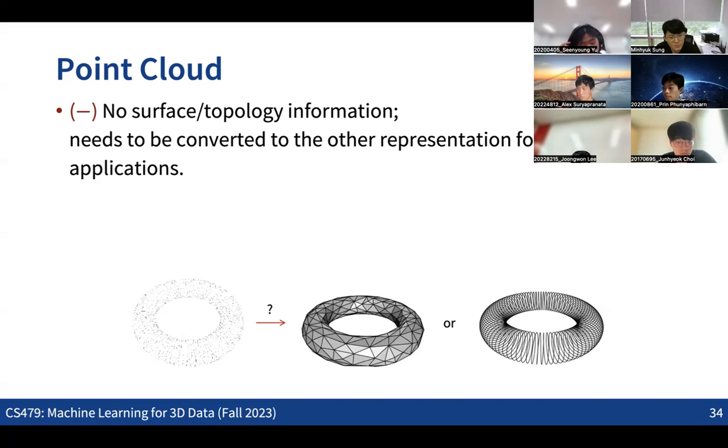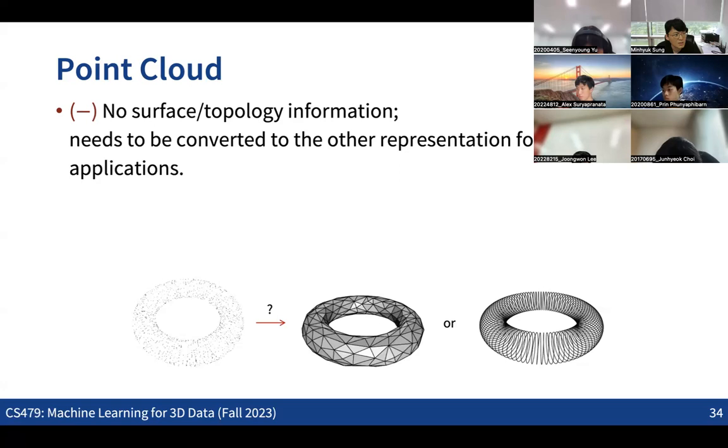And because of this lack of information, point cloud data cannot be directly used in many applications. For example, we cannot render the point cloud into images, or manipulate this kind of data, because the lack of surface information becomes a hurdle to applying those techniques. So for many downstream applications, we first need to convert the point cloud into some other type of representation, for example, the mesh that we can also discuss. So that's a limitation of the point cloud.